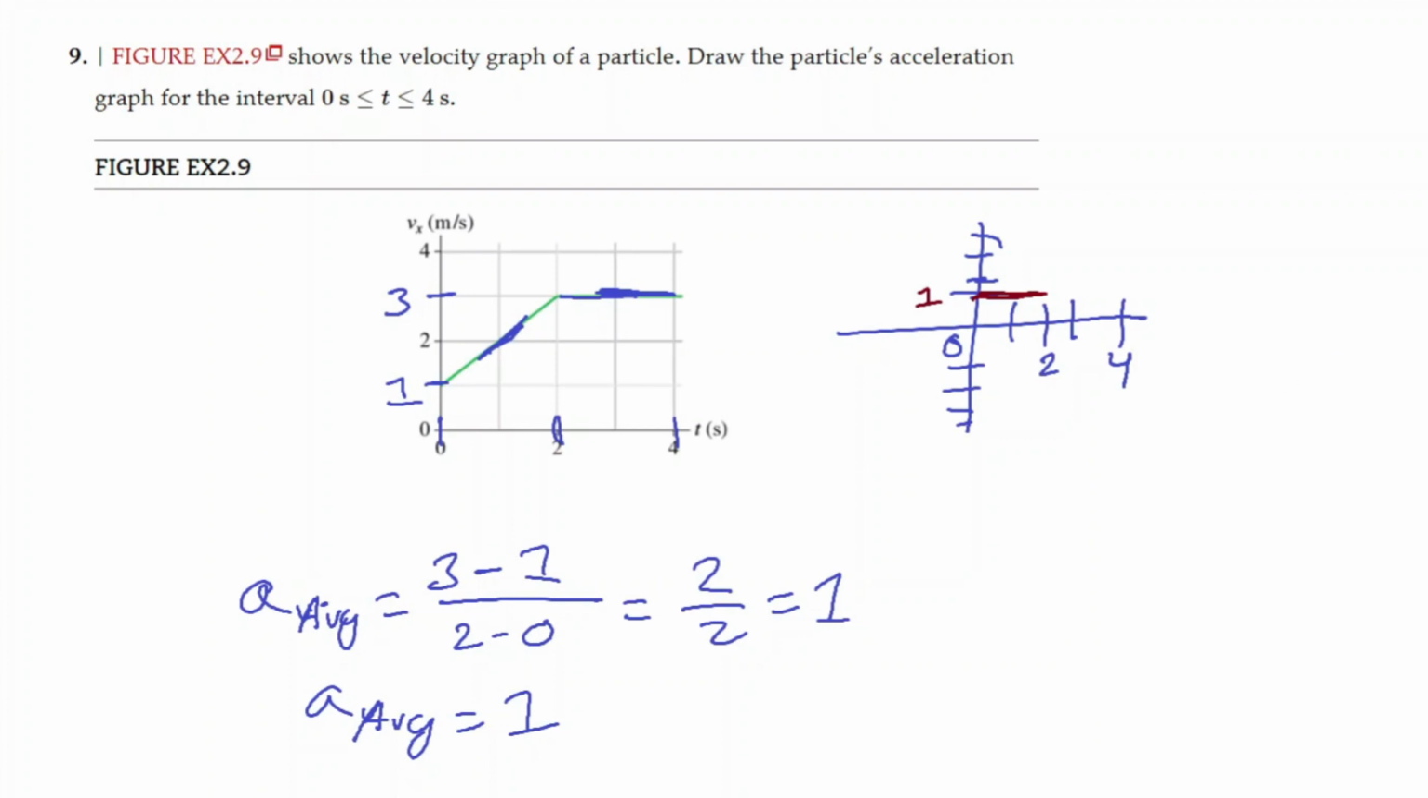So we can only assume that the acceleration is 0 from 2 to 4 without doing any calculations. But let's say you were to do the calculations. Let's plug it in. So we're going to have average acceleration is equal to delta v, which is going to be 3 minus 3, divided by delta t, which is going to be 4 minus 2. That gives us 0 over 2, which is just 0, which matches up with the fact that it's not accelerating.